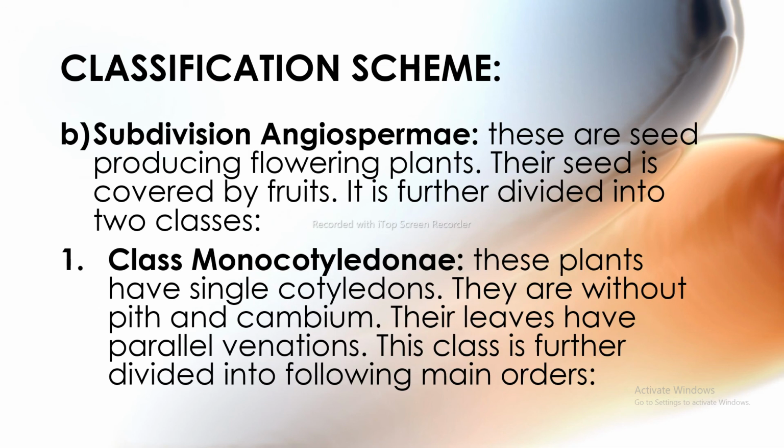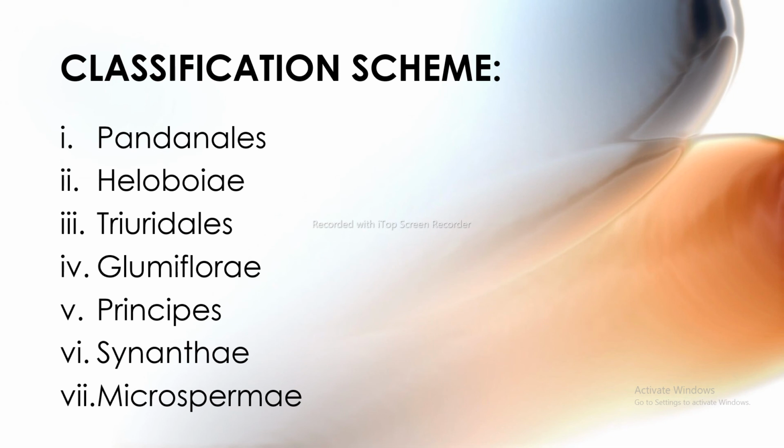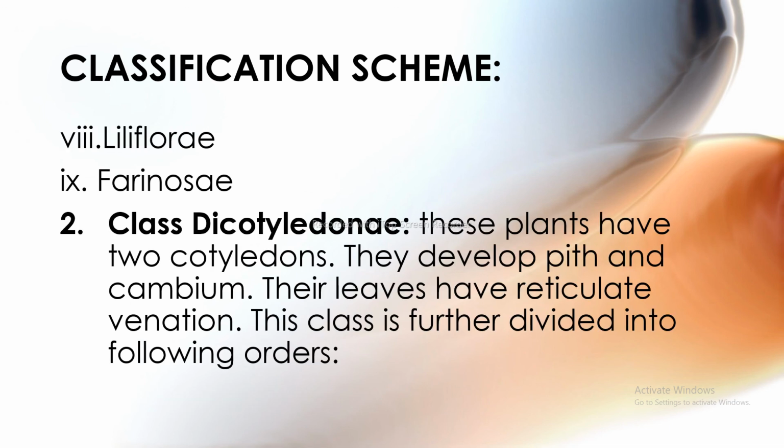Subdivision Angiospermae. These are seed-producing flowering plants. Their seed is covered by fruits, and it is further divided into two classes. Class 1 is Monocotyledons. These plants have a single cotyledon and they are without pith and cambium. Their leaves have parallel venation, and this class is further divided into the following main orders. First is Pandanales, Helobiae, Triuridales, Glumiflorae, Principes, Synanthae, Microspermae, Liliflorae, and Farinosae. Second class is Dicotyledons, and these plants have two cotyledons.